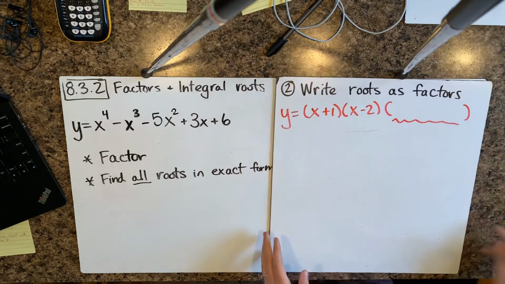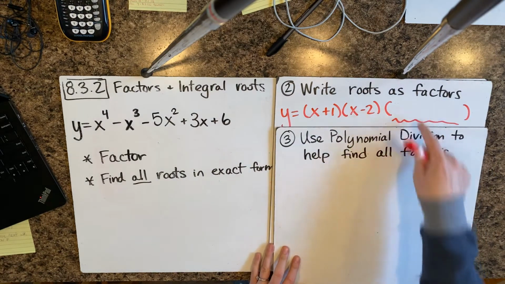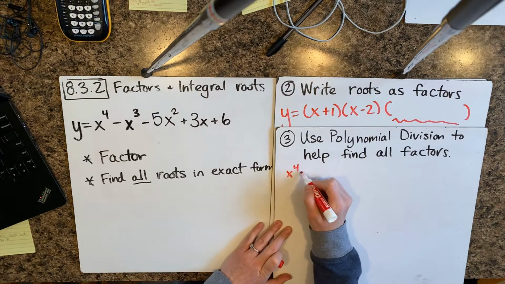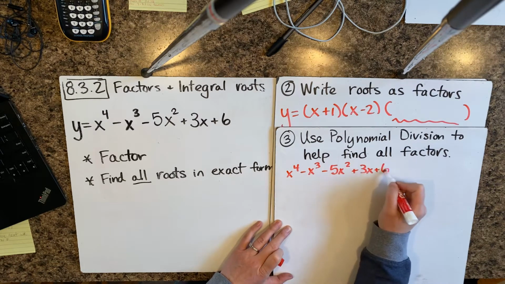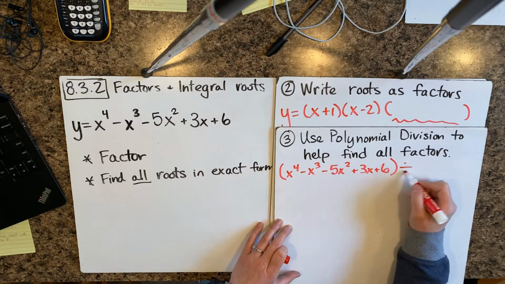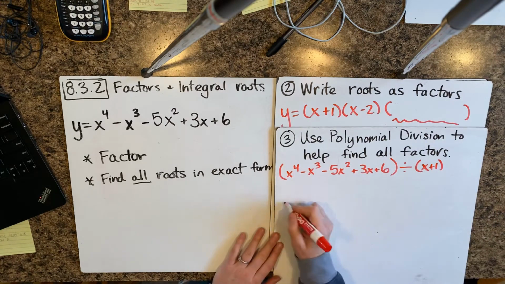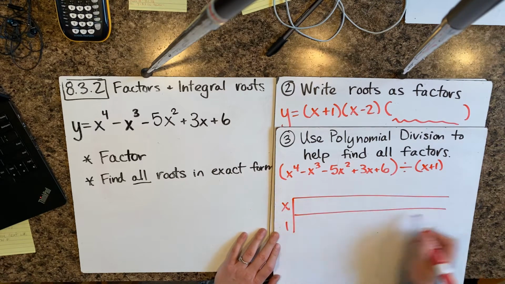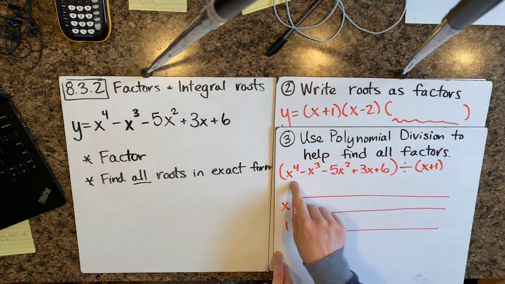Okay? And our next step, step number 3, is we're going to use polynomial division to help us find this last factor. So really what I'm doing is I'm taking the original, x to the fourth minus x cubed minus 5x squared plus 3x plus 6, and I am dividing it by one of my factors, and it doesn't matter which one. I'm going to pick x plus 1. You could have done x minus 2, and I'm using polynomial division here. So I'm putting x plus 1. I don't know how long this is going to be. Just as a reminder, whatever goes inside this box has to add up to that.